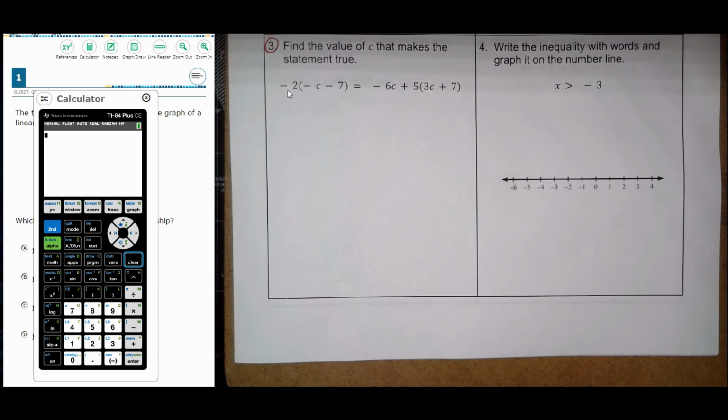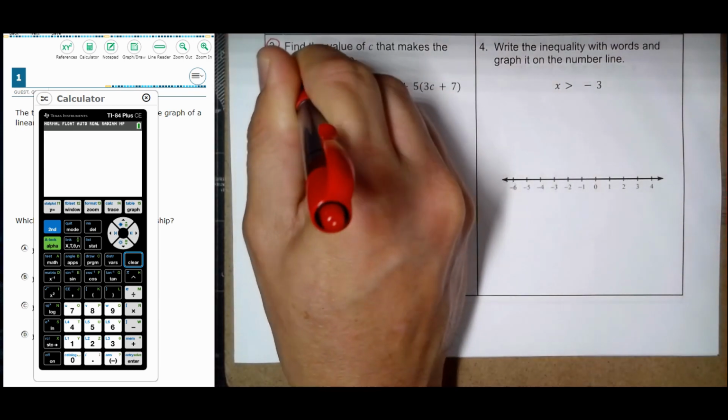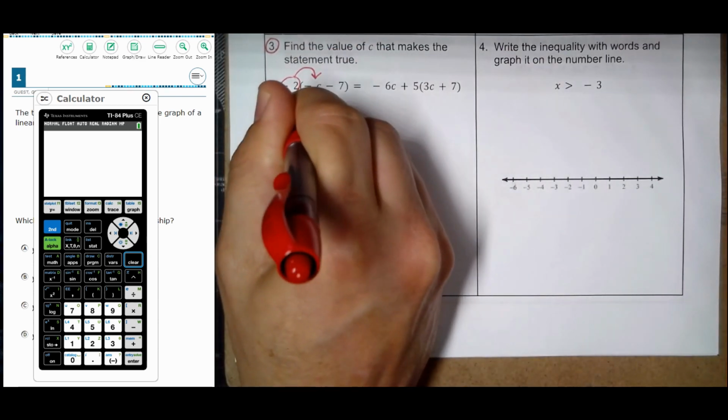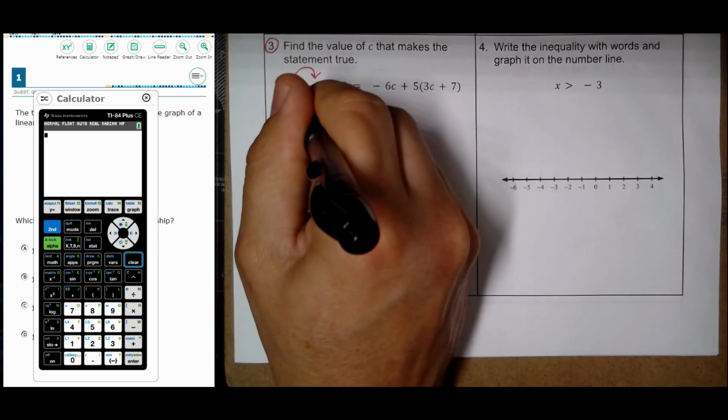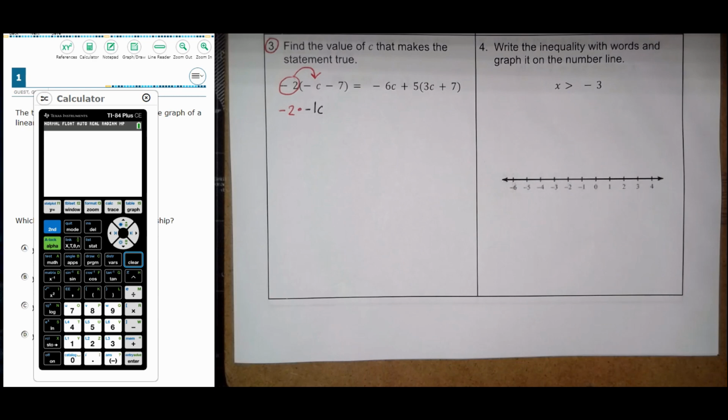First, we want to go ahead and distribute this negative 2 over to negative c and to negative 7. So I'm just going to circle it. So I got negative 2 times negative c. So negative 2 times negative, and I'm going to put a 1 in front of it, right? Because it's really negative 1c.